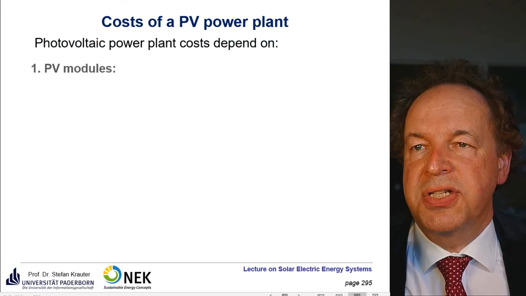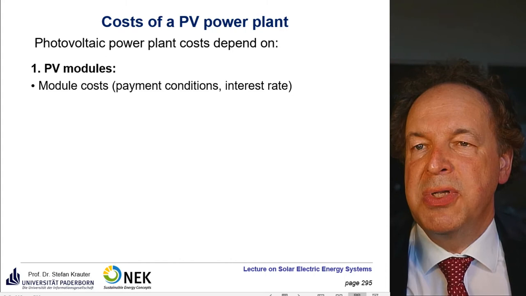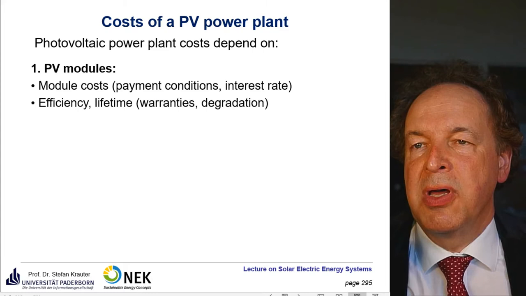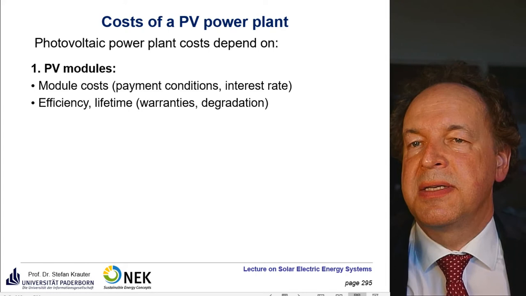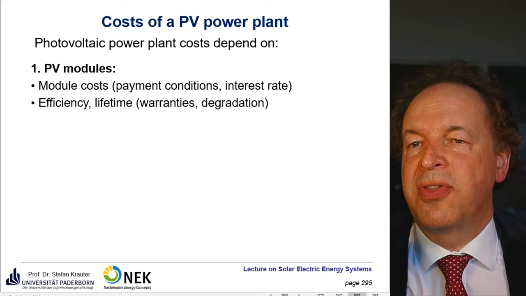The costs of a PV plant, sure, you know, it depends on the PV modules. Also a big issue are the payment conditions, warranty, interest rates. They are all different in different continents and different countries. The efficiency: often the warranty is related to the efficiency and the power output. What is quite common is that you get a warranty for 20 years that after 20 years still 80% of the original power is reached. Lifetime, formerly 20 years, now module manufacturers switched to 25 years or some of them even to 30 years.